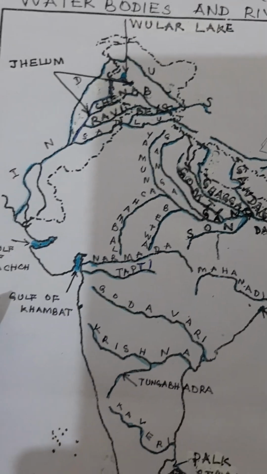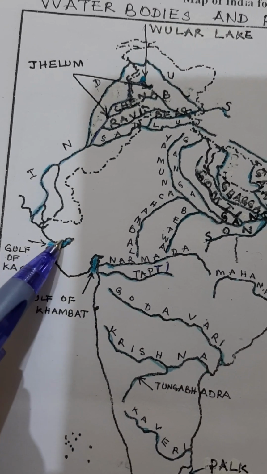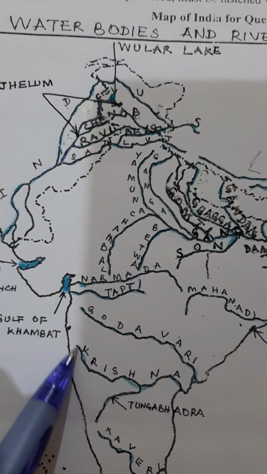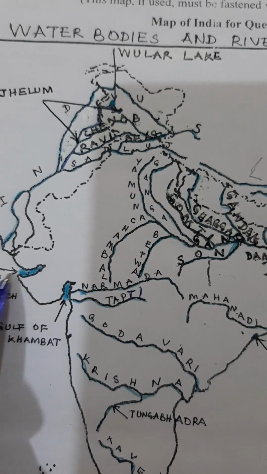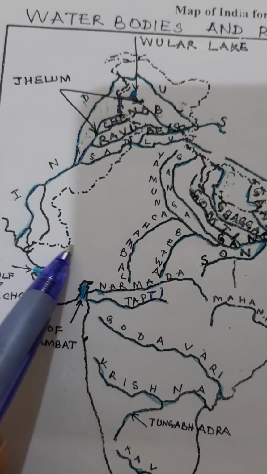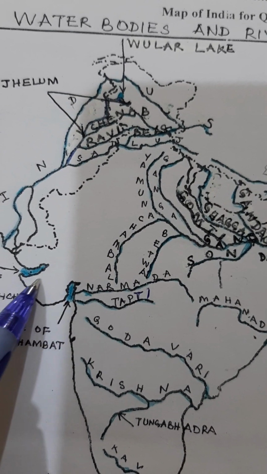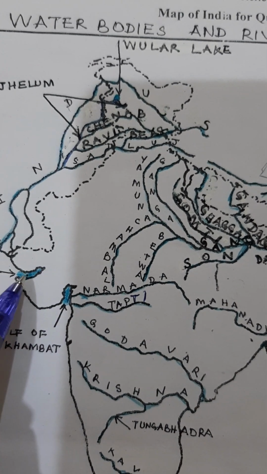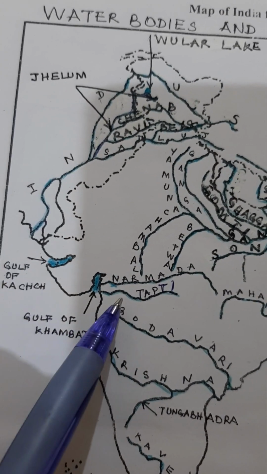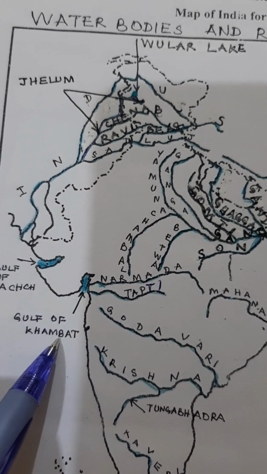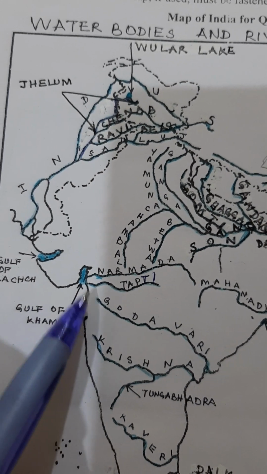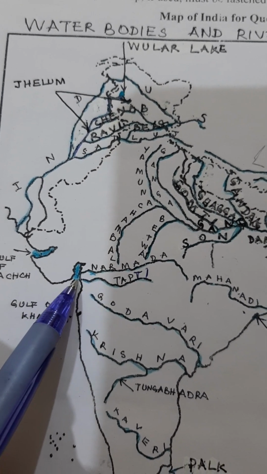Okay, next we are marking the gulfs. So this is Gulf of Kutch and this is Gulf of Khambat. So Kutch is actually in the mouth. Now if you consider Gujarat here, this is like the mouth of Gujarat. So in the mouth we have the Kutch and under the chin, this area is the Gulf of Khambat. You can see this blue colored portion here.